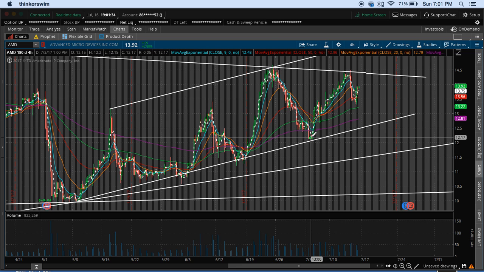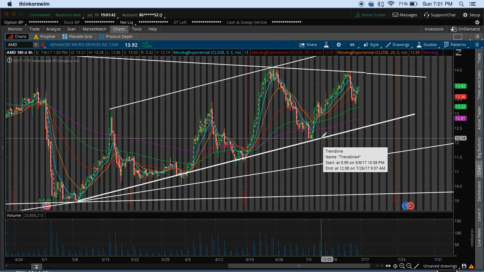Now this move, I did get out way early. I got out at about $13.50, and I missed it all the way up to another $14.50, but it is what it is. I just want to take my profits and run from that one, so no worries there. But that's how you can swing trade.